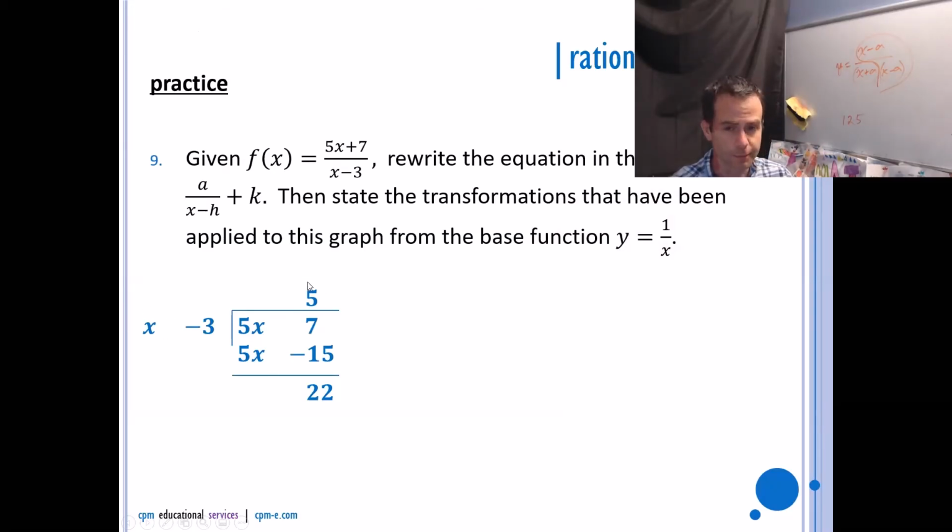I know I needed to put 5 there. So 5 times x is 5x. 5 times negative 3 is negative 15. And then I go to subtract and I get a remainder of 22. Well, that remainder of 22 never got divided by the x minus 3.